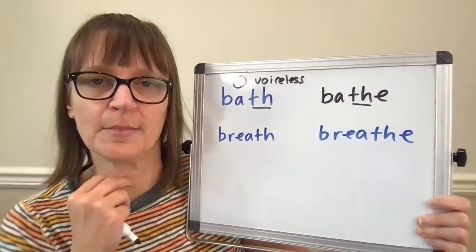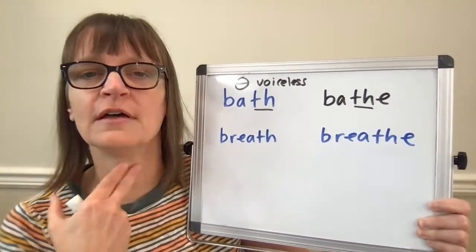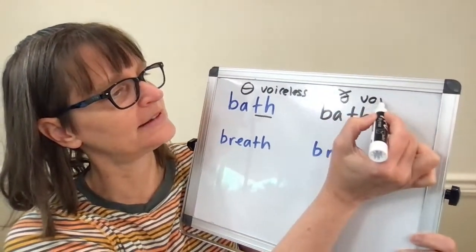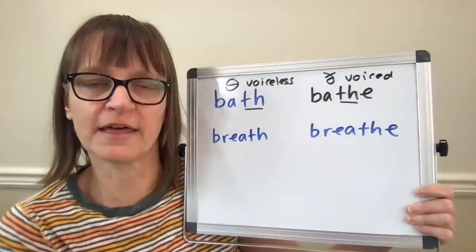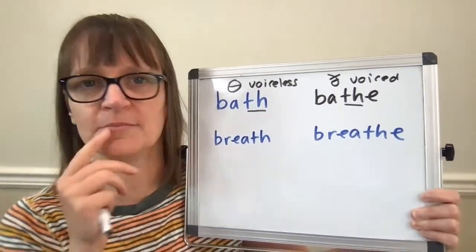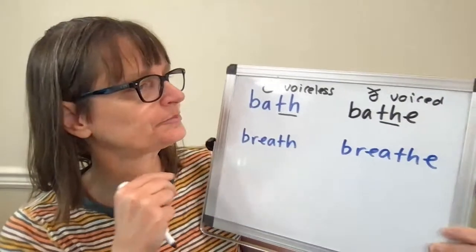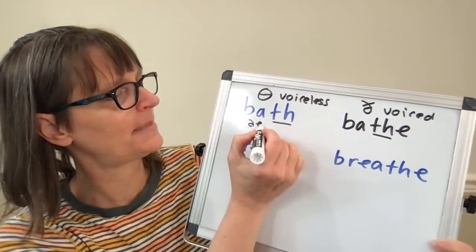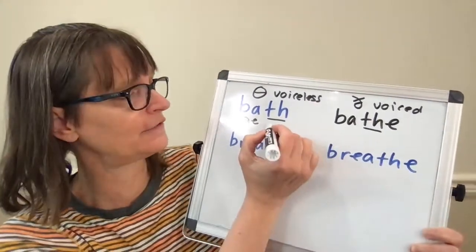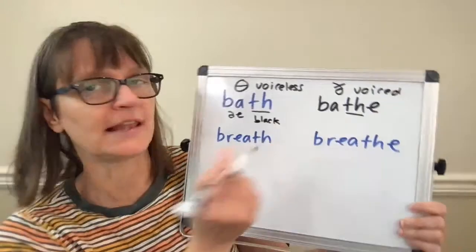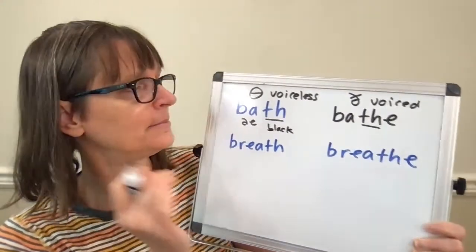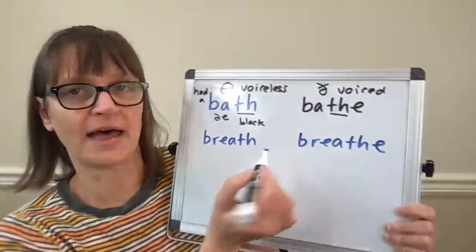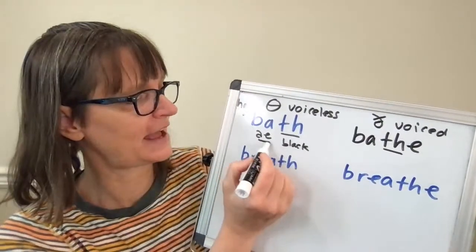Versus when I say bathe, this th is a voiced th, and it's the same th sound we have in words like them, there, that. Same mouth position, but my voice is on. Another difference between bath and bathe is that in bath, we have the black cat vowel. It's the lax front vowel, black cat. So you can try, for example, had a bath. Had and bath both have this a vowel.